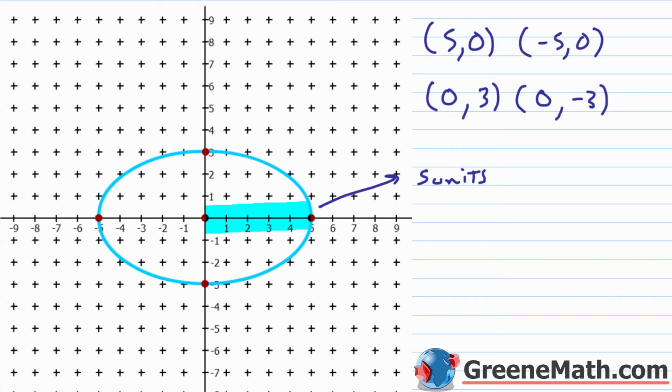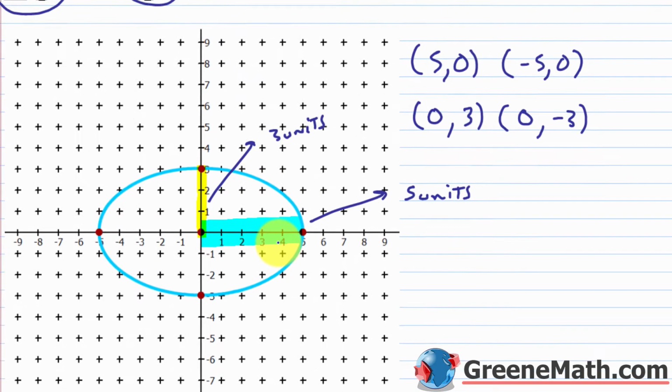Whereas the distance from here to here is now only 3 units. So as this guy gets graphed, again, we draw our curve. It's a further distance horizontally when this curve is being drawn than it is vertically, right? So it creates this shape of being short and fat.